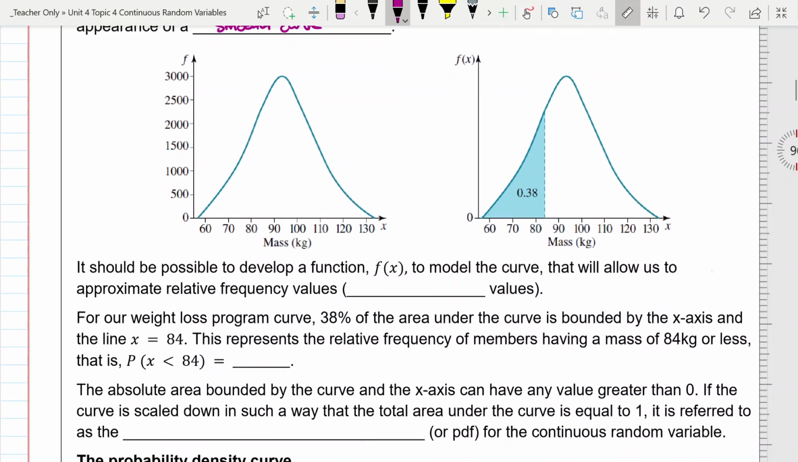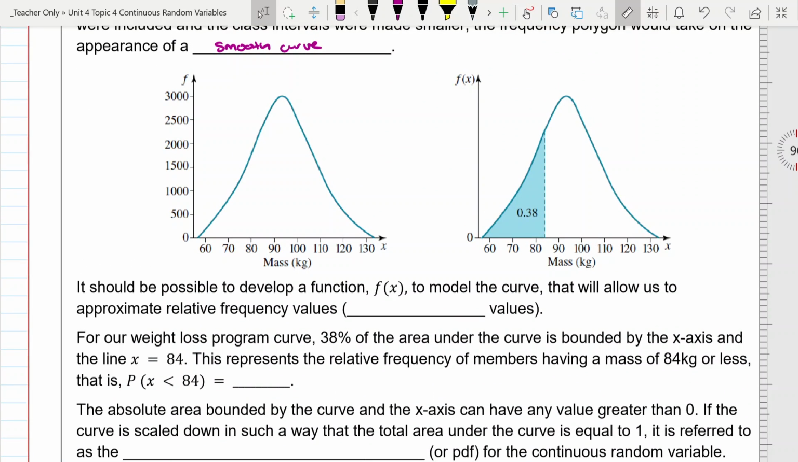Okay. And once we've got a smooth curve, we can actually start using some of the techniques that we've learnt about before. So it's possible to develop a function, f of x, to model that curve, and that's actually going to give us the approximate relative frequency or our probability values. And for our weight loss program, 38% of the area under the curve is bounded by the x-axis and the line x equals 84. So that then shows us that the relative frequency of members having a mass of 84 or less, or our probability of x being less than 84, is actually 0.38.